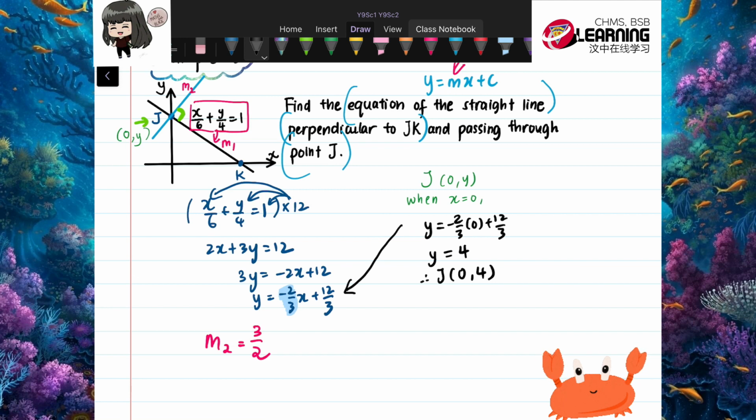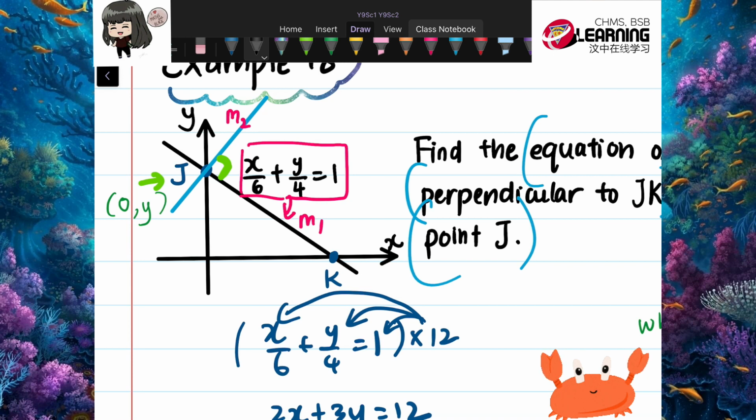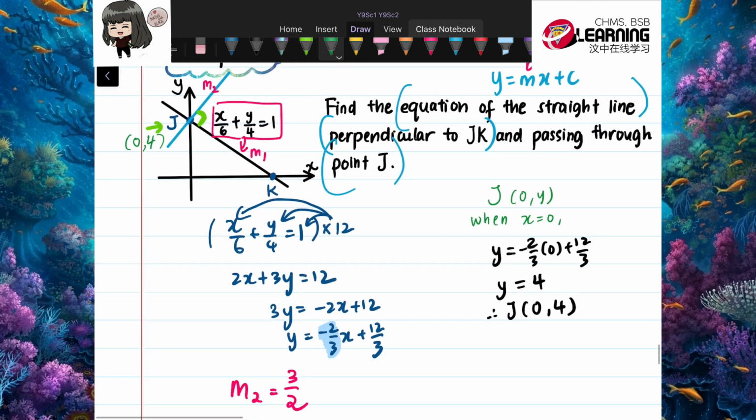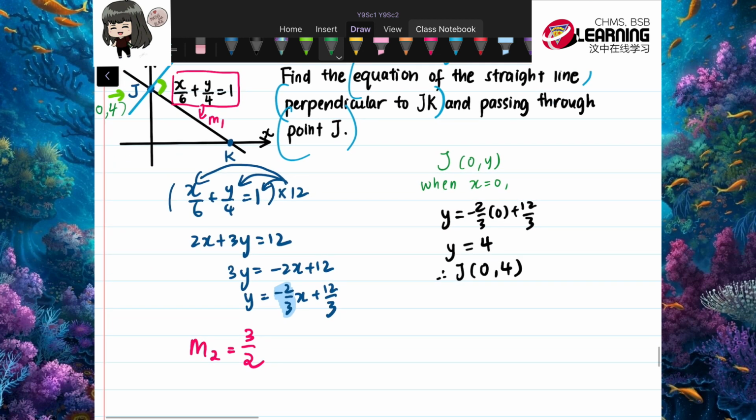Okay, so after that, I can find my equation already. Since it's passing through the y-intercept at 4, this c here is 4. I change it to 4. So we don't even need to do anything. We can substitute this c already as 4.